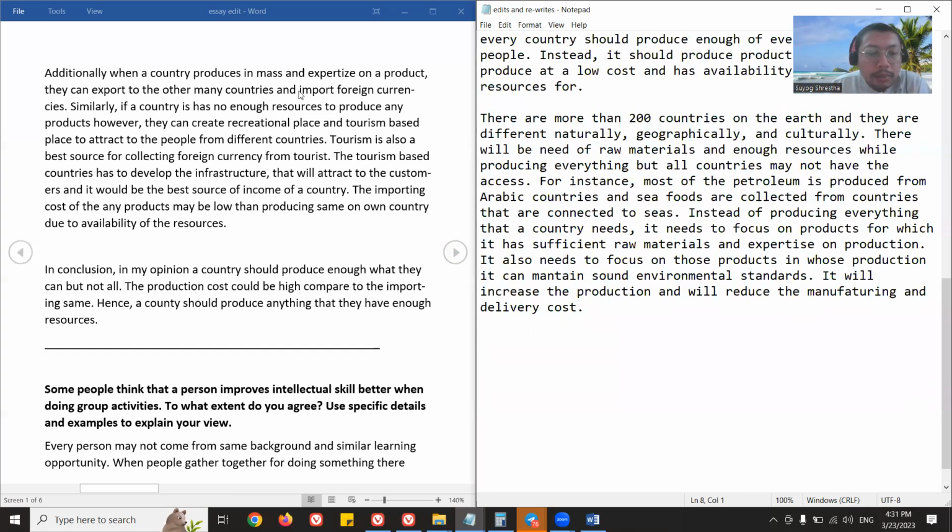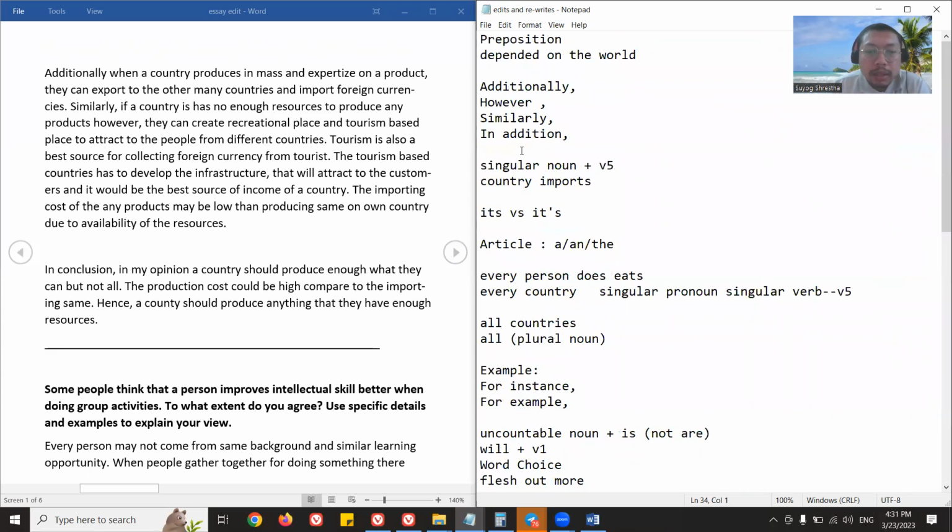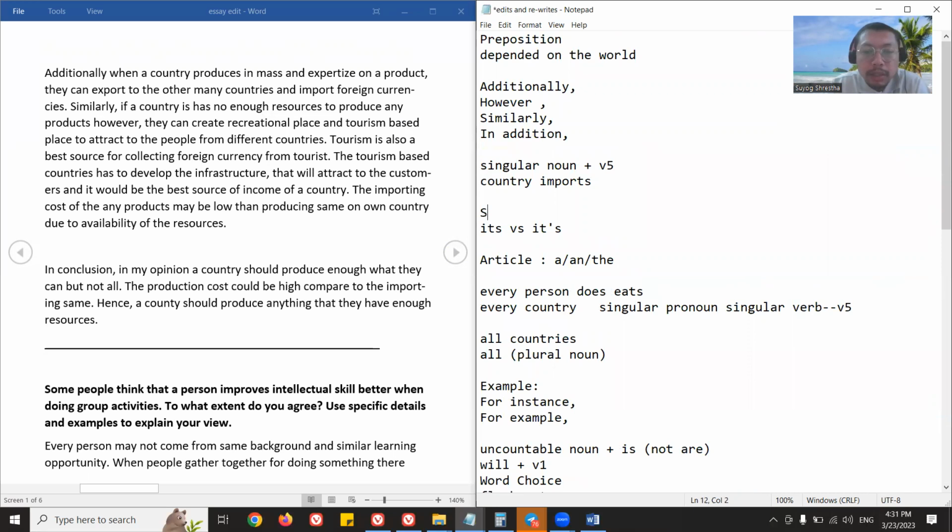So additionally, when a country produces in mass and expertise on a product, right? Okay, so maybe I think he means additionally, when a country produces in mass and has expertise on a product. Again, the mistake is that country is a singular noun and we have a plural pronoun, 'they'. We need to be consistent, right? And one of the things we need to be consistent about is noun and pronoun consistency, right?